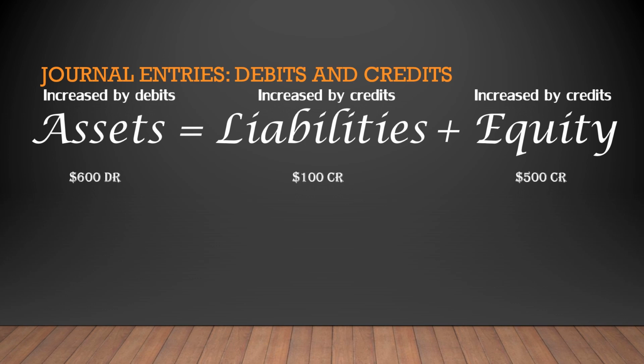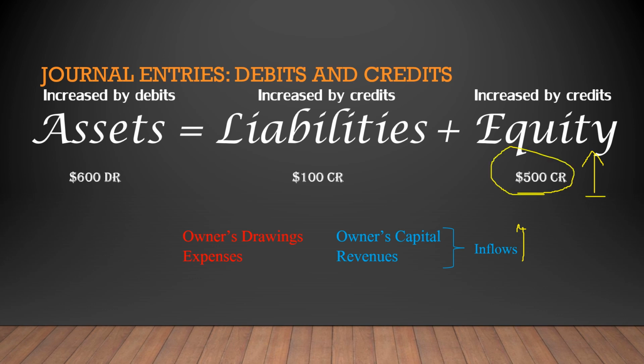Recall our four types of equity accounts. We have owner's capital, owner's drawings, revenues, and expenses. Remember that owner's capital and revenues represent inflows of assets. So as these accounts increase, equity also increases. Hence, that credit to sales revenue in the previous journal entry increased the revenue account, and therefore equity.